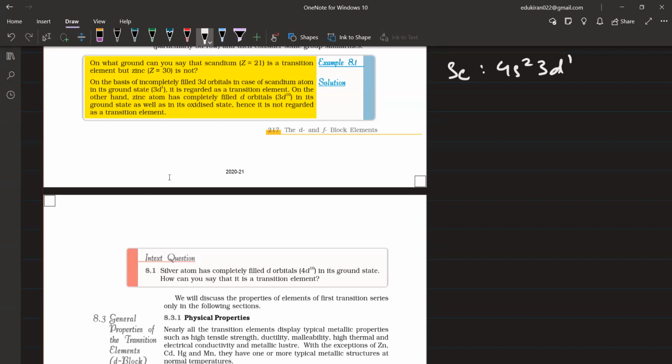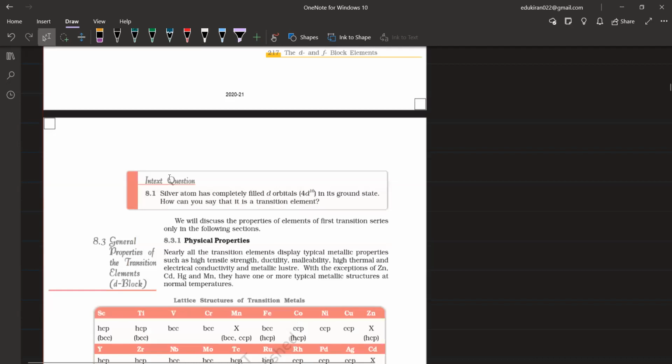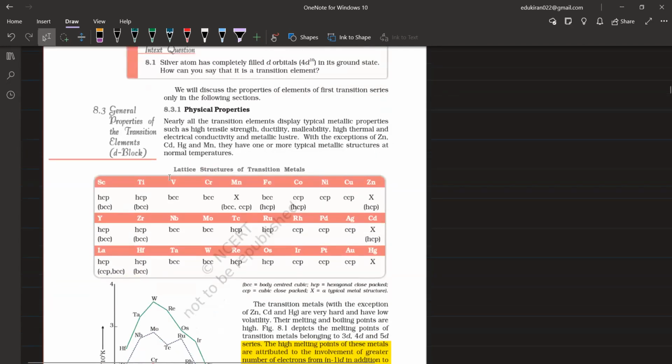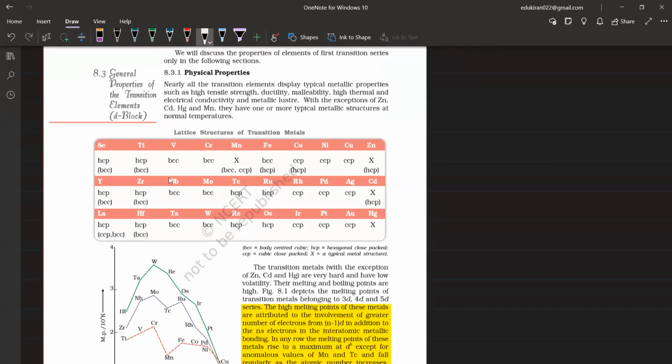Now moving on to the physical properties. Physical properties में first of all we are going to look at the melting point and the boiling points. Okay, melting point and the boiling points. Now melting point and boiling point, they mainly depend on what? Interatomic forces.